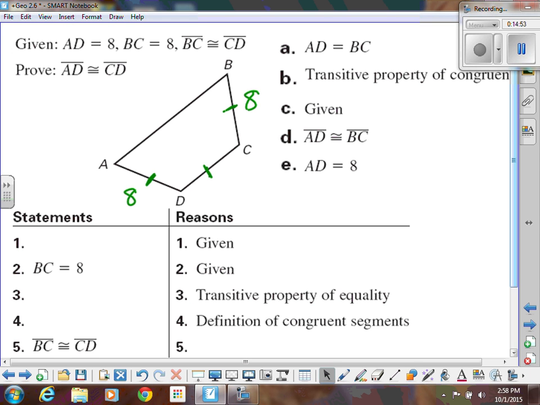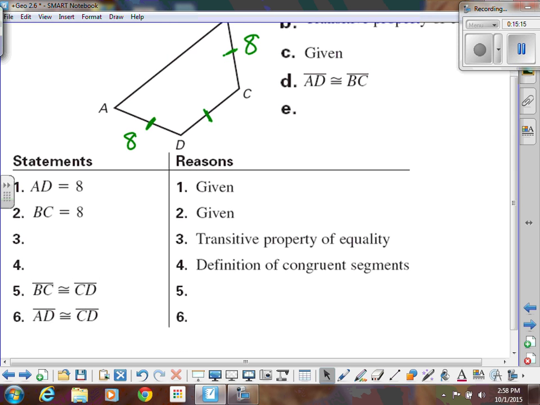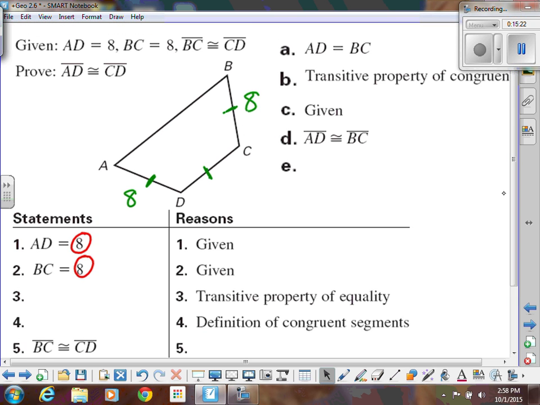Okay, so number 1 says given. So let's look at the things that are given. And the only thing that's in our list that has not been given yet is AD is equal to 8. Okay. And so they're telling us they're using those two givens, and then they say to use the transitive property of equality. Well, notice that 8 and 8 is what's repeated, so we should be looking for something that says AD equals BC. Okay, and we have that here in A. Now notice that it's not AD as congruence. We only have equality here. We don't have congruence.